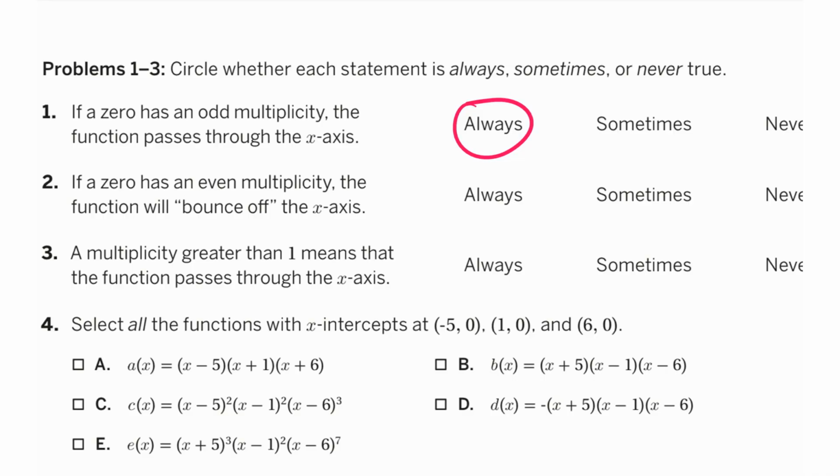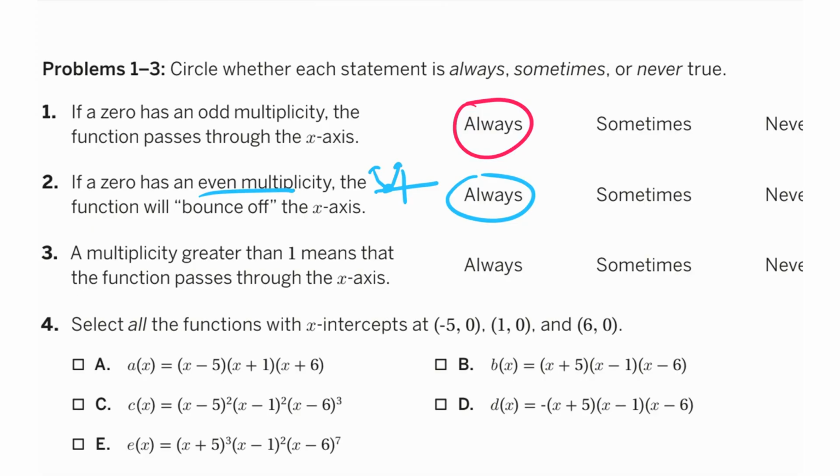For number 2, if a 0 has an even multiplicity, the function will bounce off. And that is true, just like a quadratic, power of 2, multiplicity of 2, it's going to bounce off and therefore not go through. We say passes through versus bounces off. Those are opposites. So if it has an even multiplicity, it will always bounce off the x-axis.